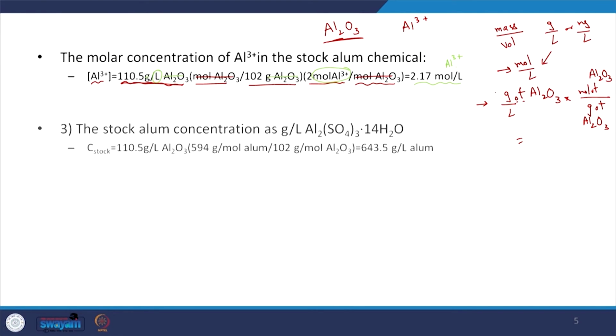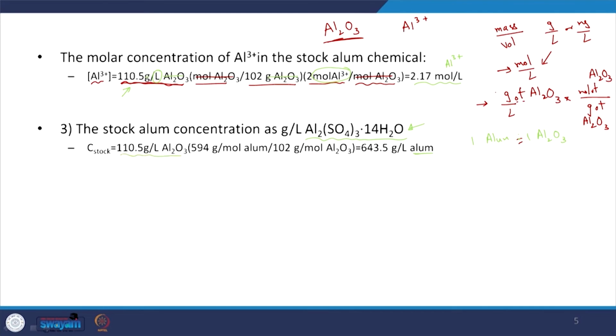So, next aspect, we want the units to be expressed as Al2(SO4)3·14H2O, which is the typical formula for alum. Here we are going to assume, looking at the equation, that 1 mole of alum is equivalent, or proportional, to 1 mole of Al2O3. So, that is what we are going to do.